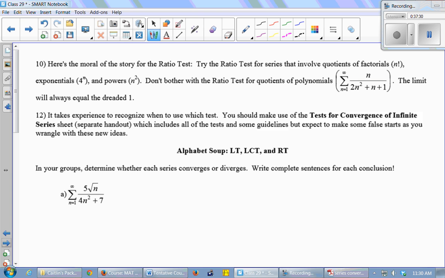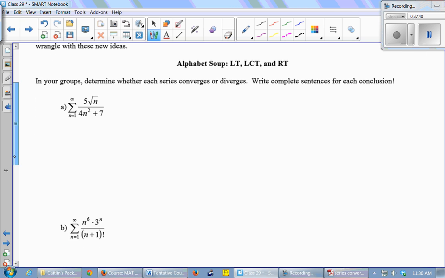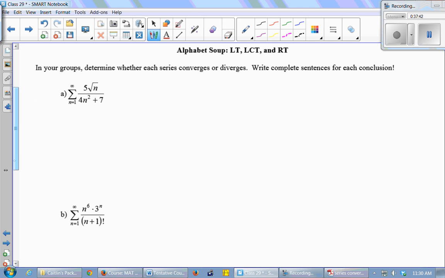So expect to make some false starts. Expect to pick some tests that tell you nothing until you gain some experience. And even then, you'll still do it every once in a while. All right, so I have a couple of problems for you to try. I do have the answers on the next page, but try to do these without looking at them first.